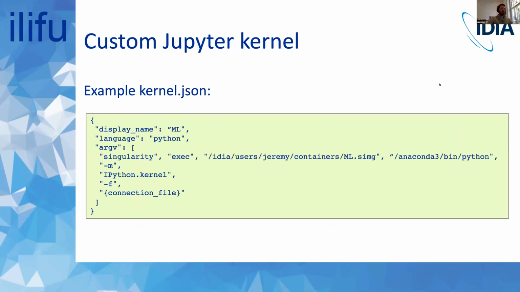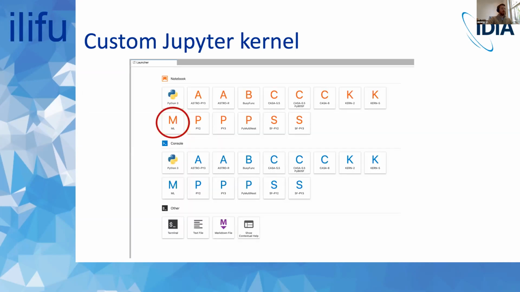This is an example where the kernel is inside a container. We call the command that would lead us to this kernel. In this case, we're calling singularity exec, and we're executing the container that we built, and we're specifying the path to Python to reach the Python interpreter, and we're calling the IPython kernel. So if you create this file and place it at the specific directory for the kernels, then you will be able to use this kernel. Here I've shown the machine learning kernel that I created in my JupyterLab instance on the ilifu cluster.